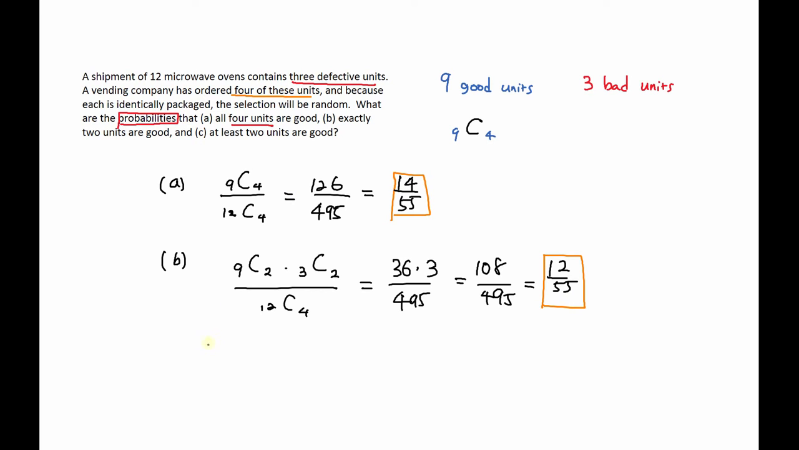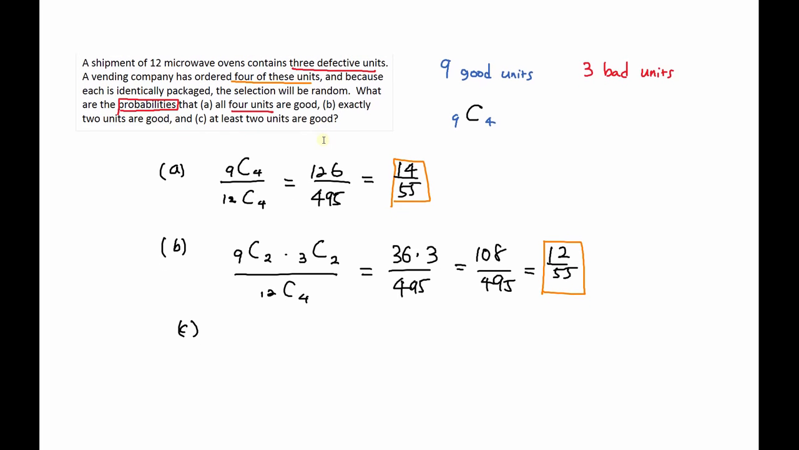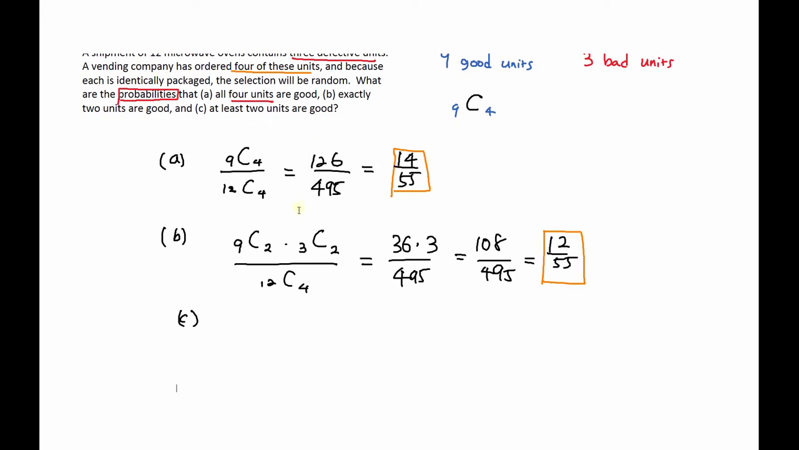Alright, and finally we have C. At least 2 units are good. There are 2 ways we can solve this. Because part A and part B gave us 2 good units and 4 good units, all we have to do is find the 3 good units with 1 bad unit and then add them up.